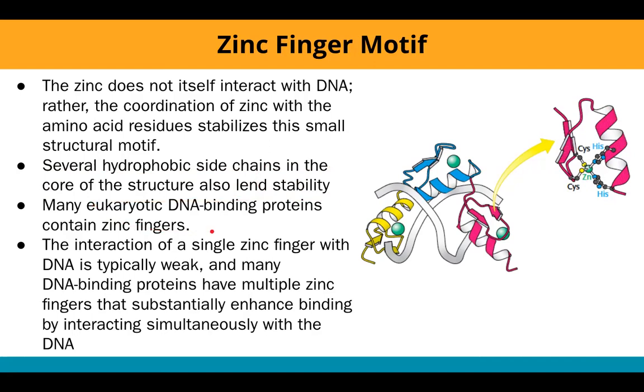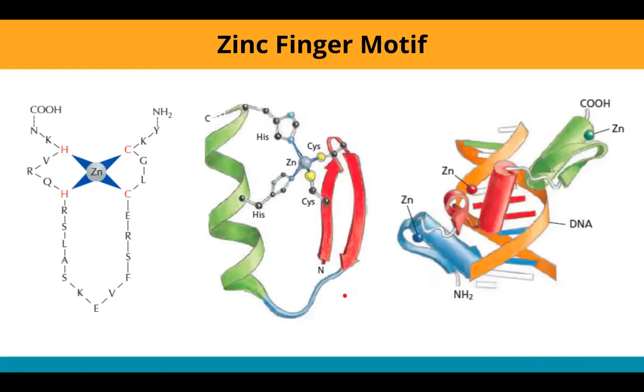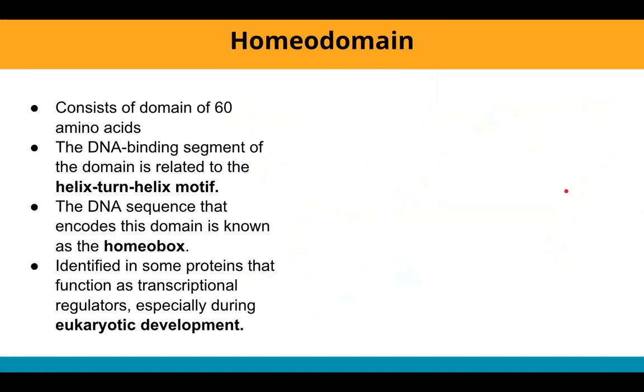Many eukaryotic DNA binding proteins contain zinc fingers. The interaction of a single zinc finger with DNA is typically weak, and many DNA binding proteins have multiple zinc fingers that substantially enhance binding by interacting simultaneously with the DNA. So this is the usual structure of the zinc finger motif. It's common in eukaryotes. We have several examples of zinc finger motifs.